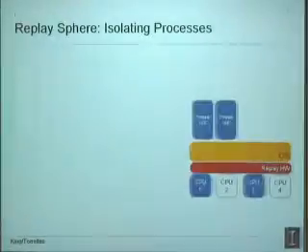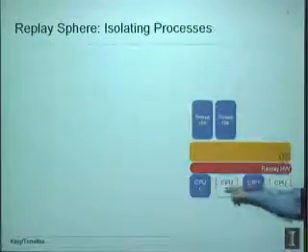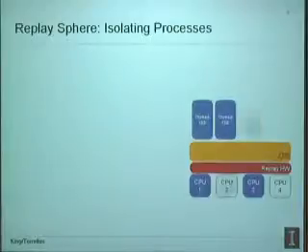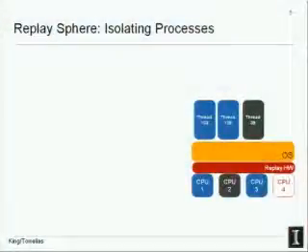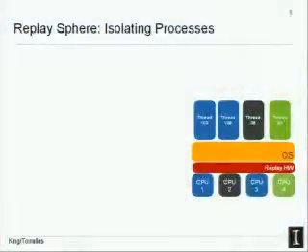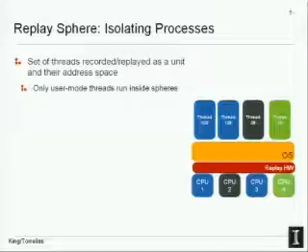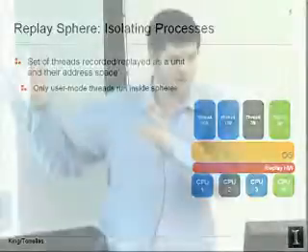Now, we have our first process, which is a blue process that includes two different threads that are running on CPUs 1 and 3. We've also got a second process, which is our gray process, that has a thread running on CPU 2, and then finally a third process here running on CPU 4. So now what we want to do is take these processes and record them and replay them as their own unit.